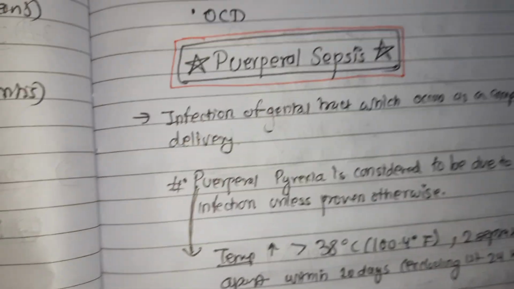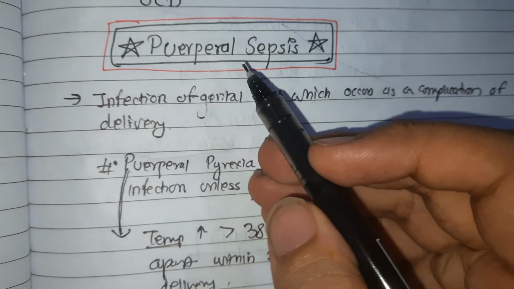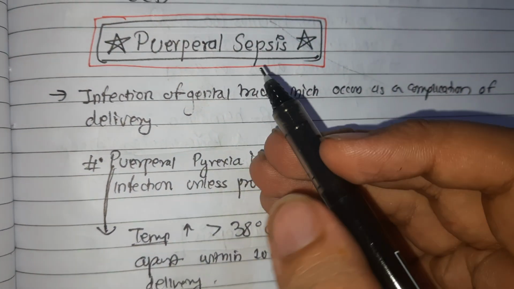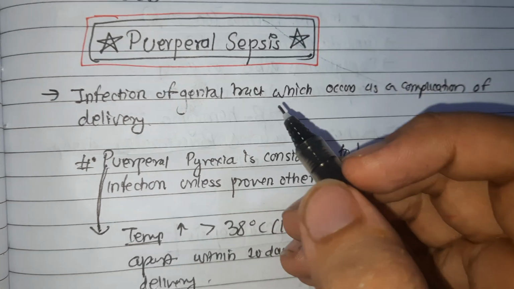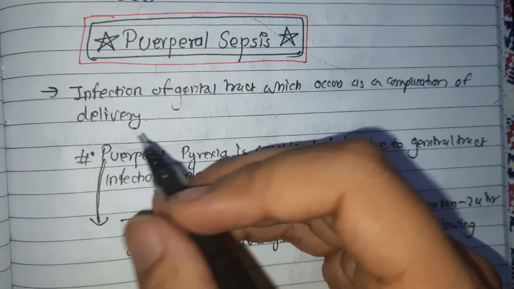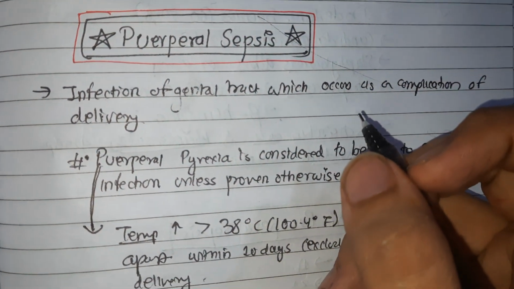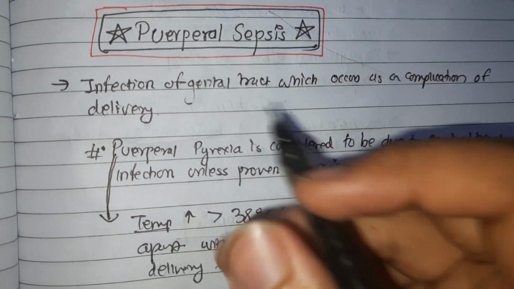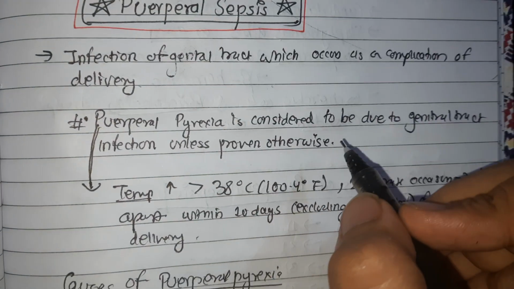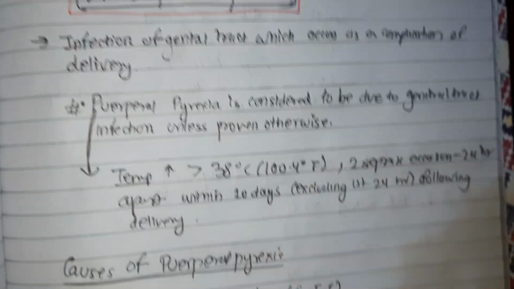Hello everyone. So today we are going to start our topic in obstetrics, that is puerperal sepsis, and it is one of the abnormalities in the puerperium. So what is puerperal sepsis? It is an infection of the genital tract which occurs as a complication of a delivery, and puerperal pyrexia is considered to be due to genital tract infection unless proven otherwise. This is one of the dictums.